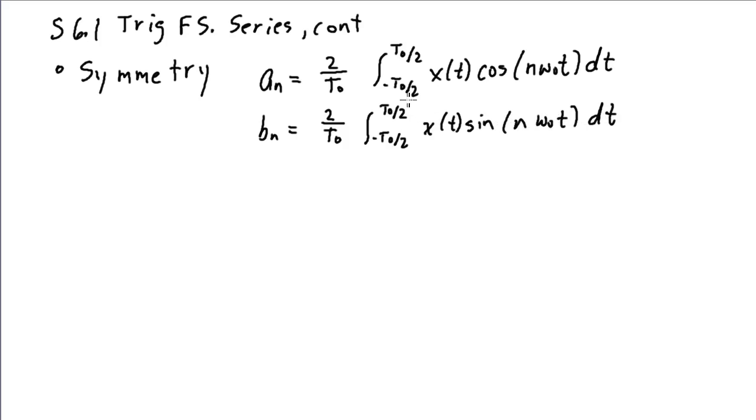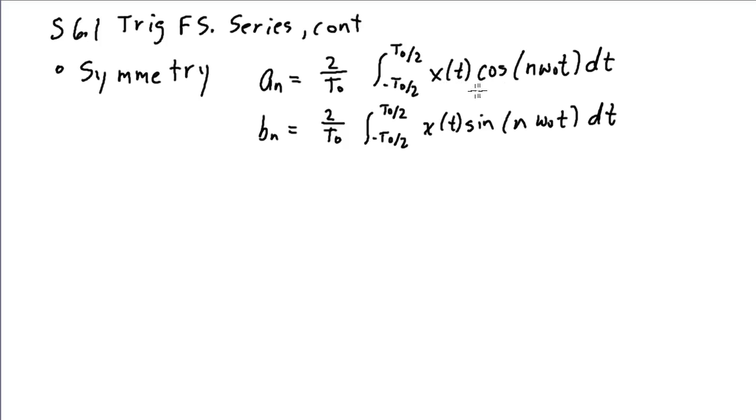Okay, these integrals as written are symmetric about the origin, so integrating from minus t0 over 2 to t0 over 2. Of course, if the integrand is odd, that integral would be 0 if the integrand has odd symmetry. Cosine, of course, has even symmetry, while sine has odd symmetry. So the symmetry of the integrand of this product then depends on the symmetry of x of t.